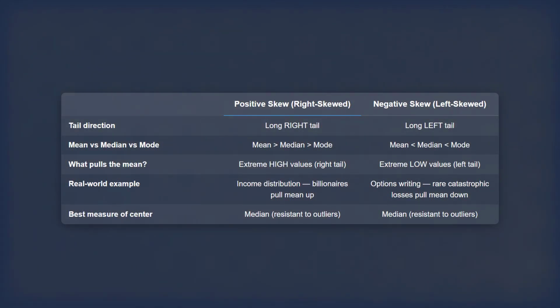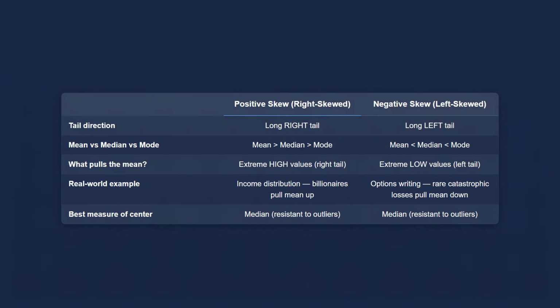Exam signal. If mean is below mode, the distribution is negatively skewed. If mean is above mode, positively skewed. Start with the mean to mode relationship.